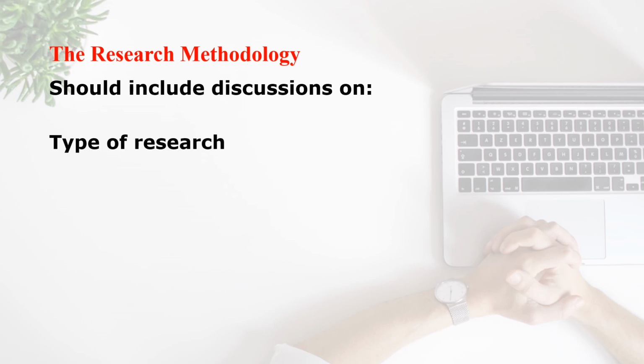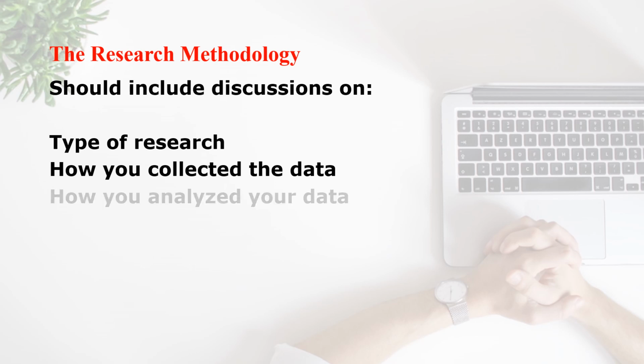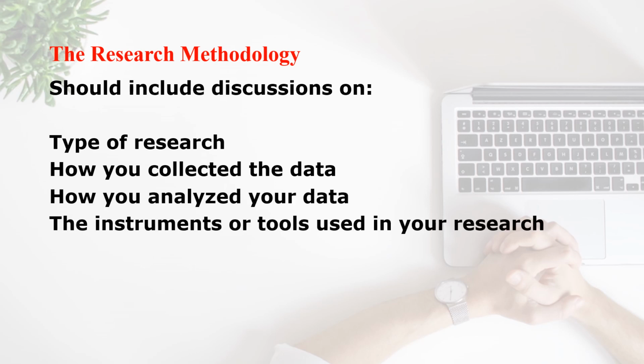Number one, the type of research that you used, how you collected your data, how you analyzed your data, and the instruments or tools used in your research. So basically, all of these elements should be included in the discussion of your research methodology. And we are going to further discuss and expound the content of each element during our discussion.